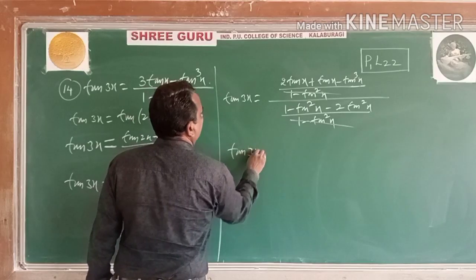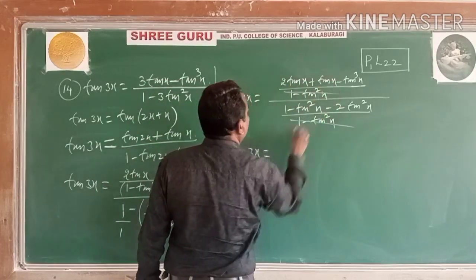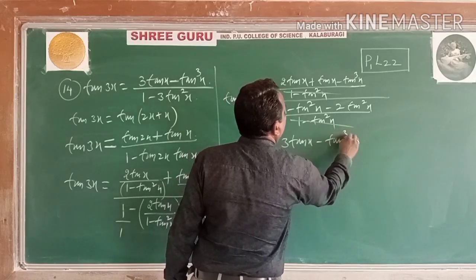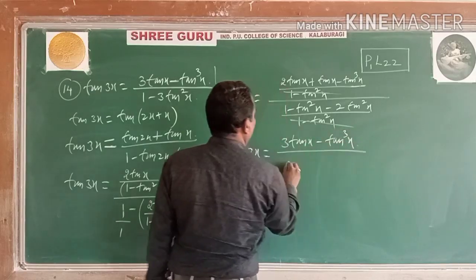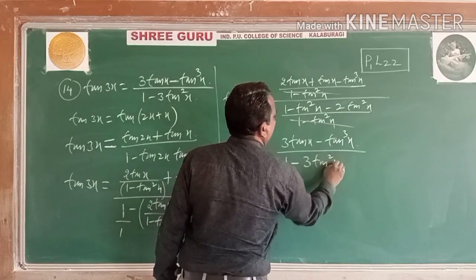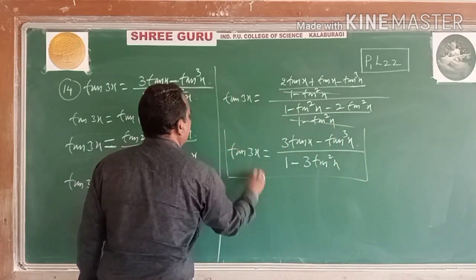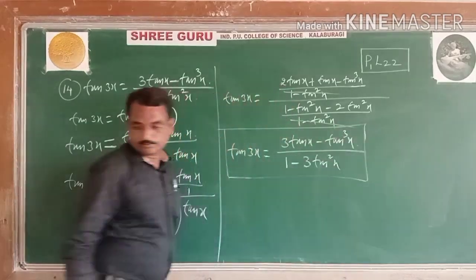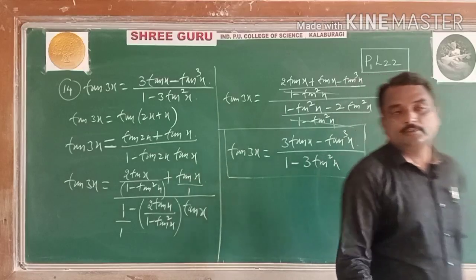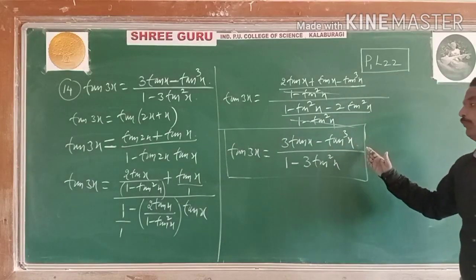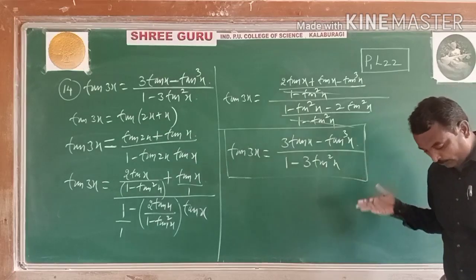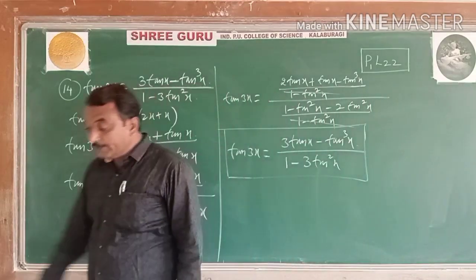Tan 3x equals, simplifying here, 2 tan x plus tan x is 3 tan x minus tan cube of x, divided by 1 minus tan square x minus 2 tan square x, which is 1 minus 3 tan square x. So this is about the tan of 3x, friends. What is tan of 3x? 3 tan x minus tan cube x divided by 1 minus 3 tan square of x.